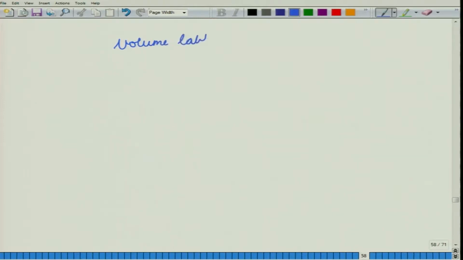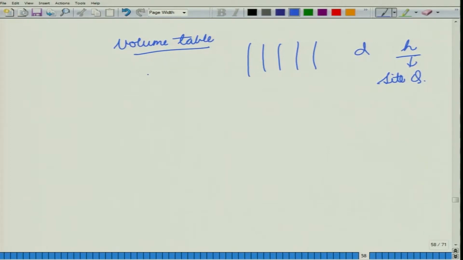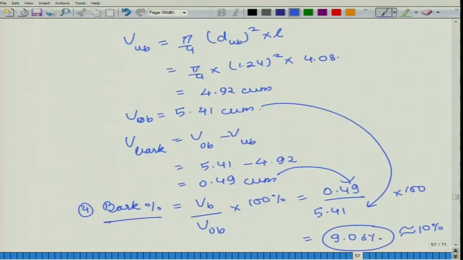Suppose we were using the volume table. Now, a volume table gives you the volume of a stand in terms of the number of trees, that is the stand density, the diameter and the height, or the site. The height is also calculated from the site quality. So, if we knew that a stand volume was, suppose, 1000 cubic meters, from this example we calculated that the bark percent was 9.06%.